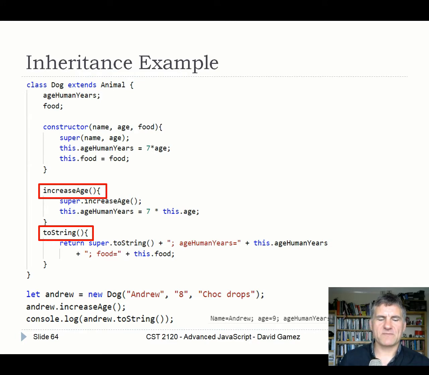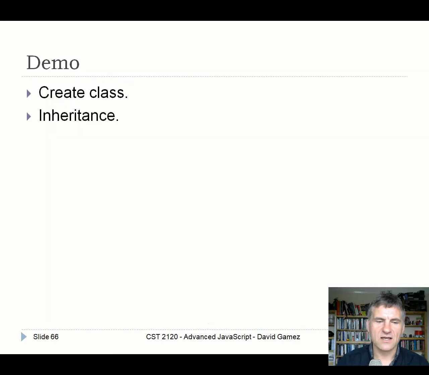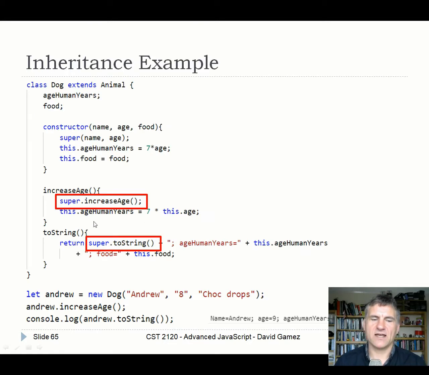Then again, I've got a couple of methods here that are overriding the methods in the animal class. So animal has an increase age, animal has a toString method. But in these overridden methods, I'm still making use of what exists in the animal class because I'm calling super increase age. So I'm increasing the animal's biological age, but then I'm doing my own thing here by increasing the age in human years, like by 7 times this age.